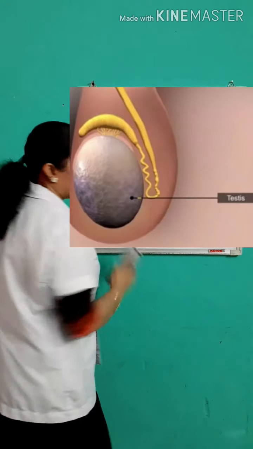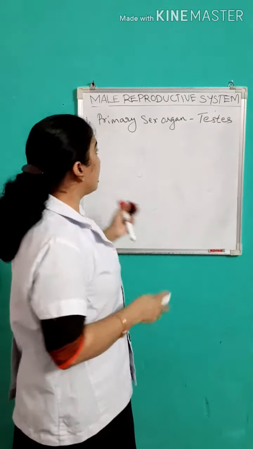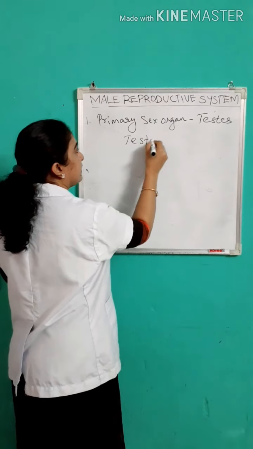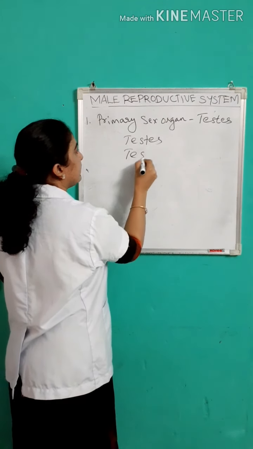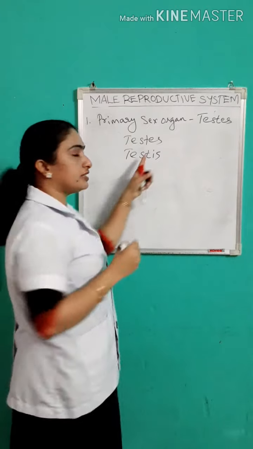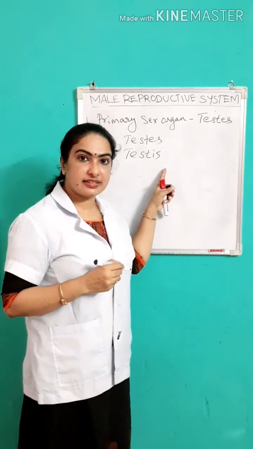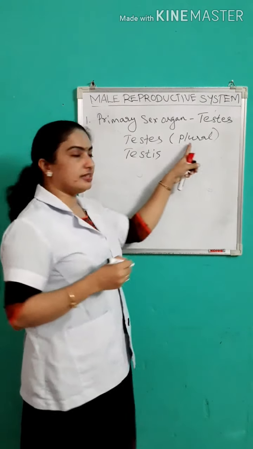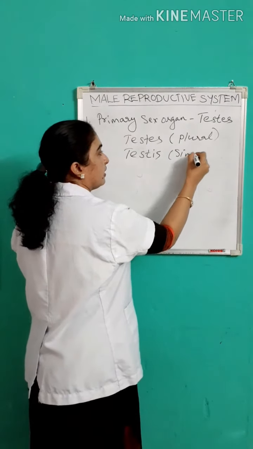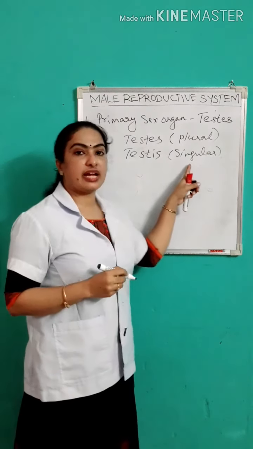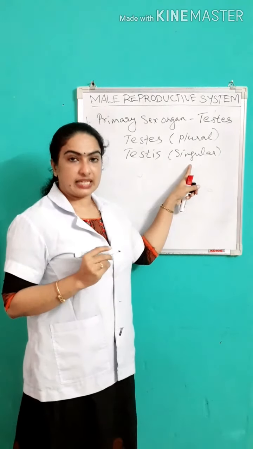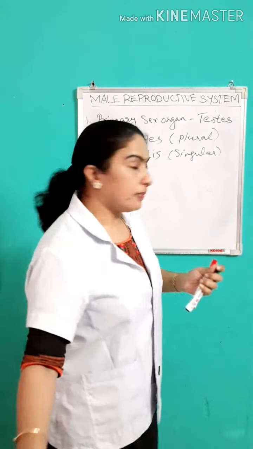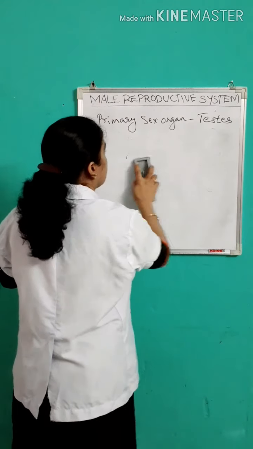The primary sex organ, testis. See, have you noticed the spelling of testis? Testis can be written as T-E-S-T-E-S and T-E-S-T-I-S. What is the difference between these two spellings? Have you noticed that? This is the plural form, that means paired structure. And this is singular. The singular form is also known as testicle. So, two testicles form the testes. Is it clear? Now we can see the main points of testis.